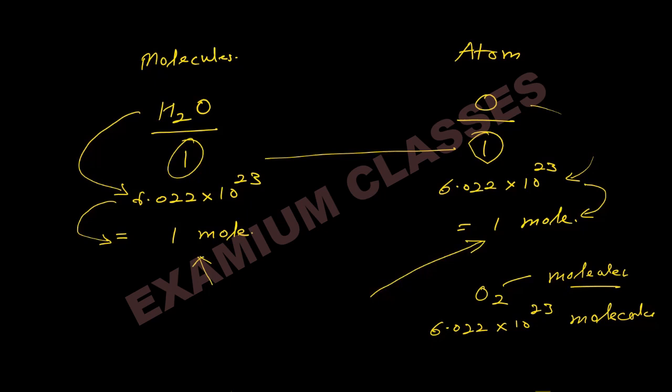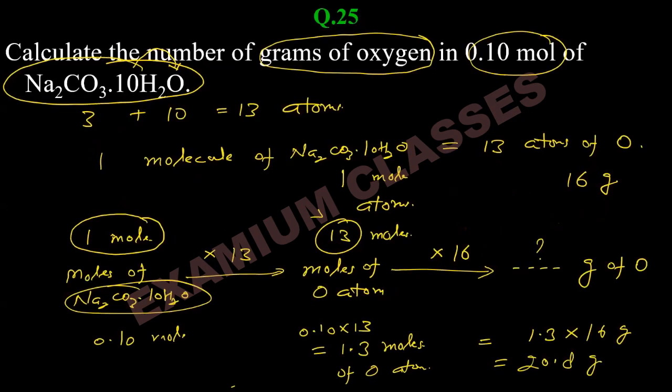Go through these steps, understand, and if there is still any problem, let me know. Sir, if we had to convert O2 molecules into atoms, we would have multiplied by two, right? Yes, in that case you would multiply. But here, because we have already considered only the atoms, 13 atoms, not O2, that will be the number of moles of the atoms, and that's what we need to consider because the question asks about the atoms. Is that clear? Yes, sir. So the answer will be 20.8 grams.